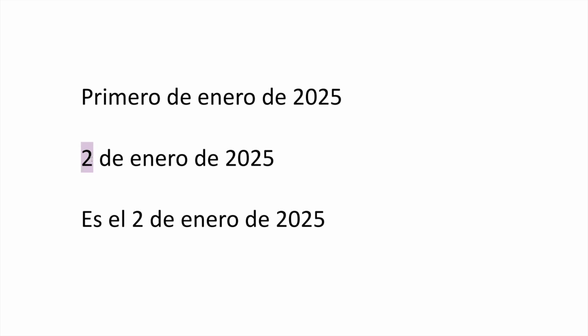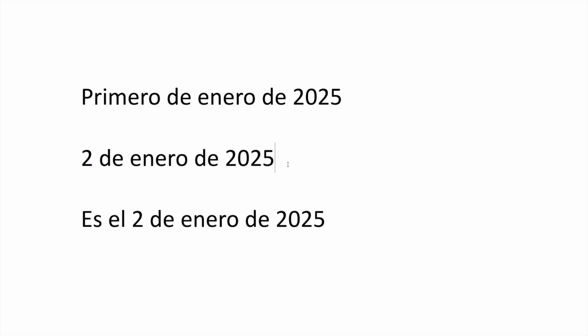After that, you just say the number. So it'll be 2 of January of 2025, 3 of January, 4 of January, that's it. Right, so you will not say, for example, the 2nd of January, the 3rd of January, the 4th of... You would not say that. You just say the number. 2 of January. 2 de enero de 2025. And that's it. So if, say, it was February, you would say 2 de febrero de 2025.